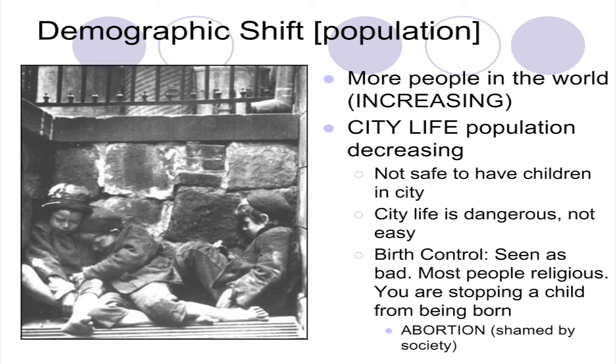The population was actually decreasing because at this time, who would want to raise a family in a city? The city was dangerous. As we talked about, there's narrow streets. If you're a female, you never walk alone. And at the same time, there was no such thing as birth control. So there was no way to control whether or not a woman would get pregnant.